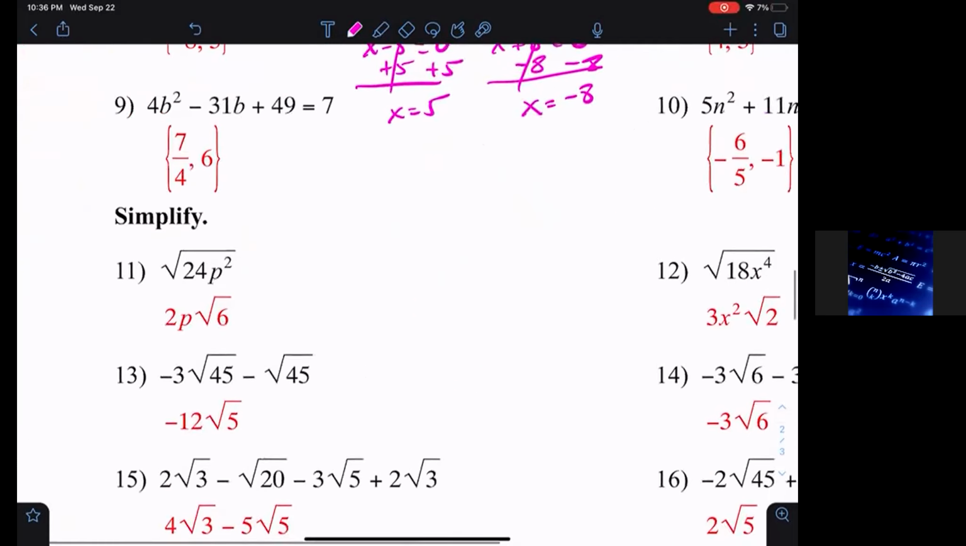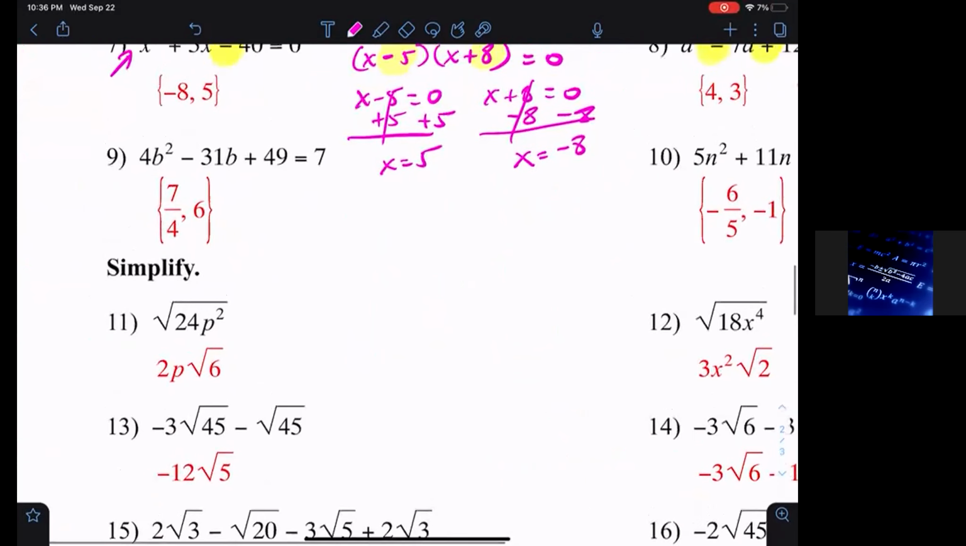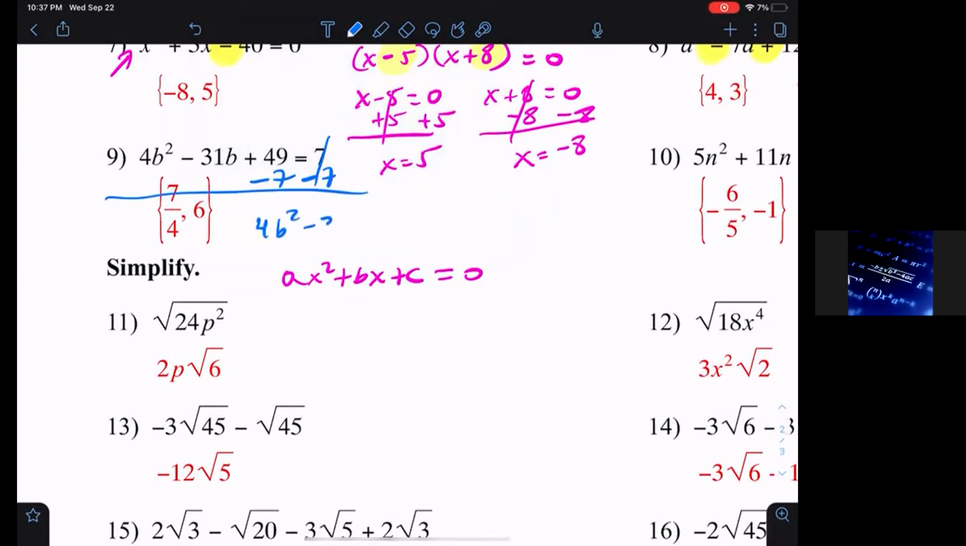Okay, next. Now, this is not in standard form yet. This is not in the form ax squared plus bx plus c equals 0. I need to manipulate it algebraically. So what I'm going to do is subtract negative 7 on both sides. This cancels out on the right side, and I'm going to get that nice form, 4b squared minus 31b plus 42 equals 0, right?